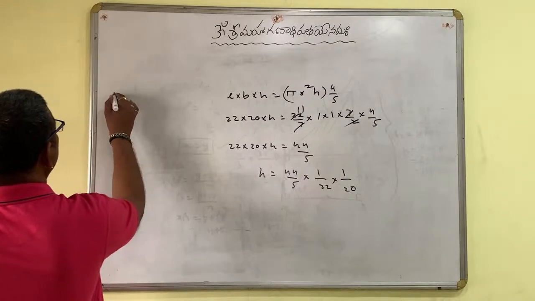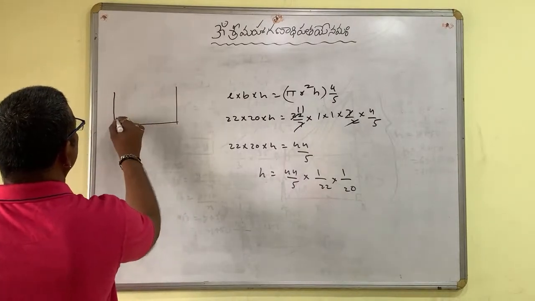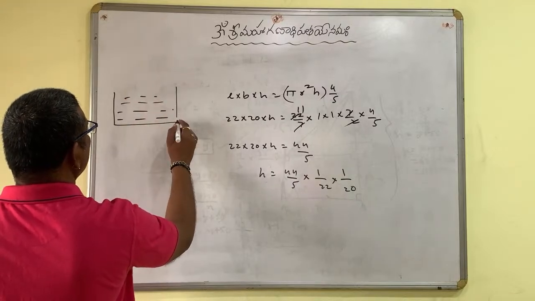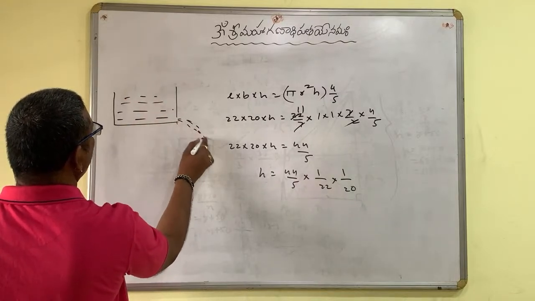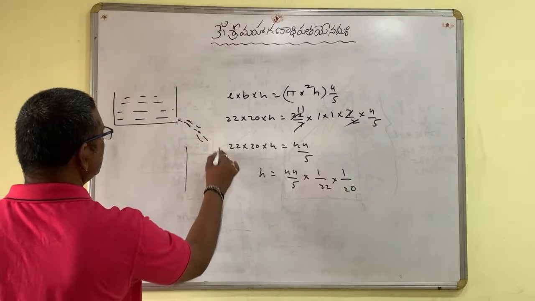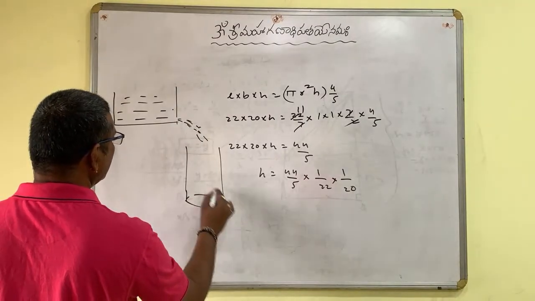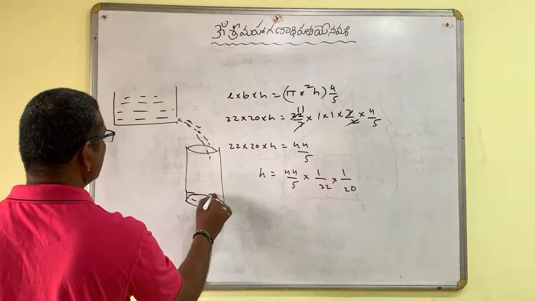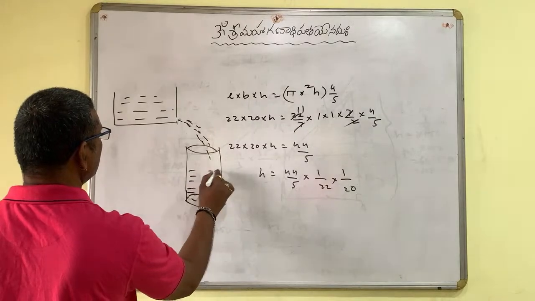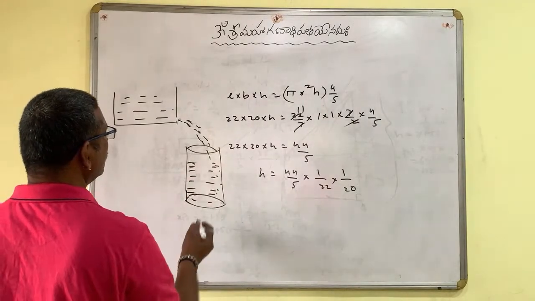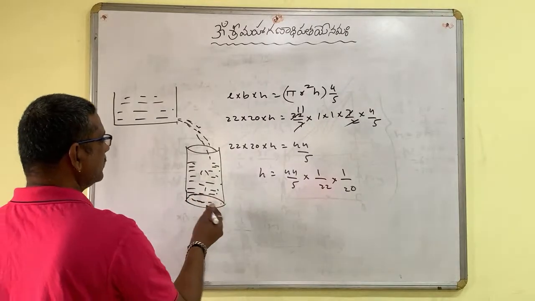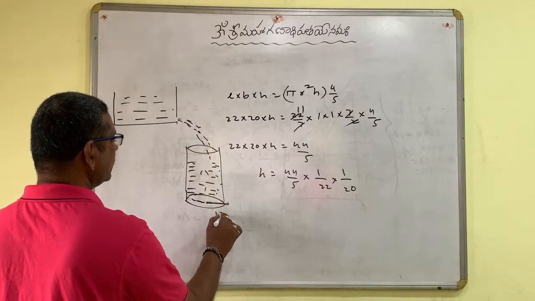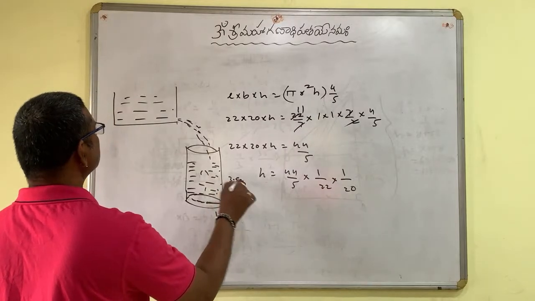Whatever the water was collected on the roof, again it is poured into a cylindrical tank, and it was filled only up to 4/5. Radius is 1 meter and the height is 3.5 meters.